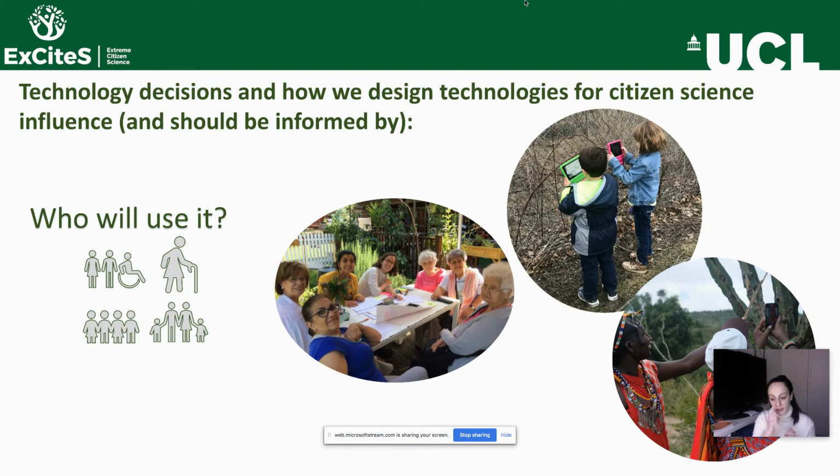Some of the decisions that we make when we design citizen science applications will influence or should be informed by who will use the application. And here you can see different examples on the slide. Kids collecting data, and a workshop developing a prototype for a citizen science application, which will be used by older women who do not have experience in using smartphones. Also, people in Kenya collecting data on medicinal plant properties. These volunteers have very different characteristics, which all need to be taken into account in the design of the citizen science application.